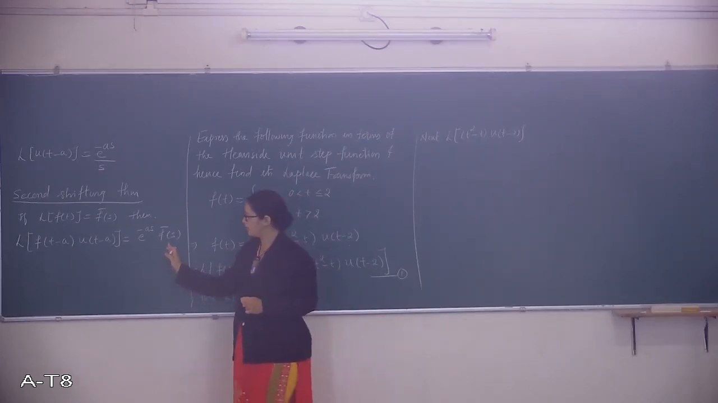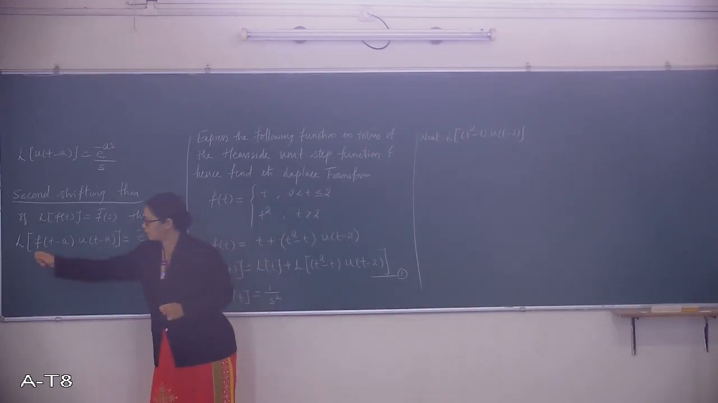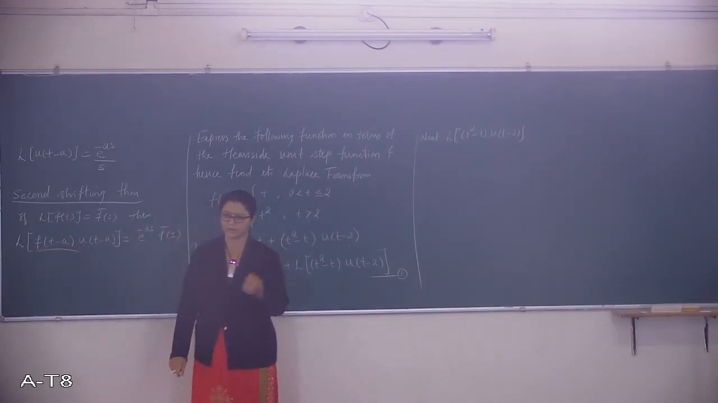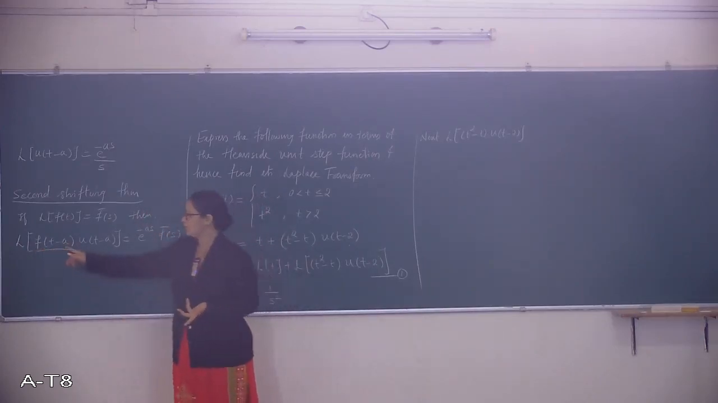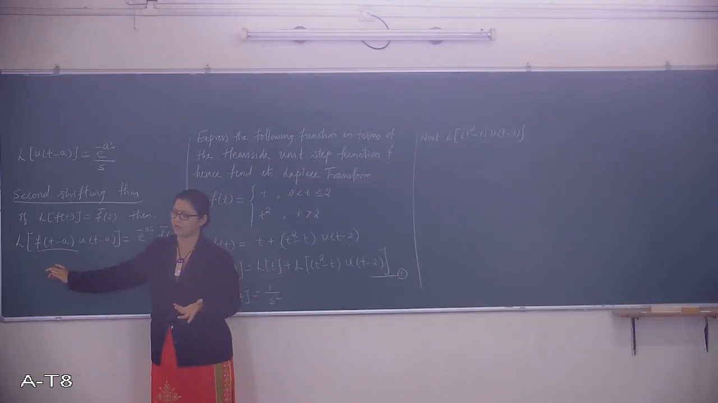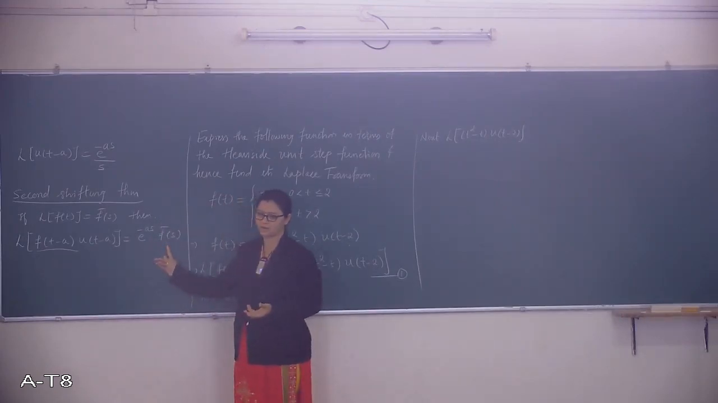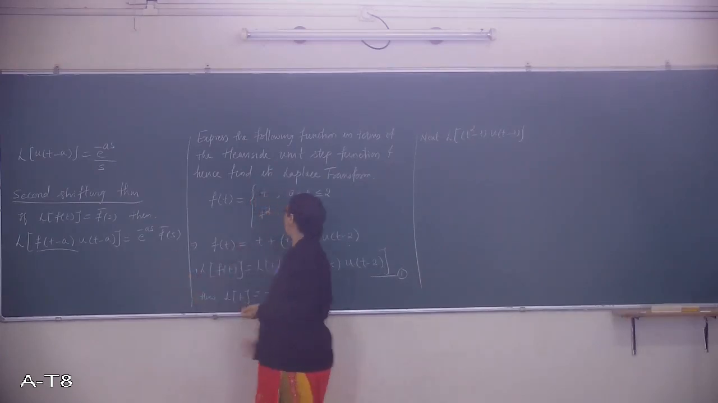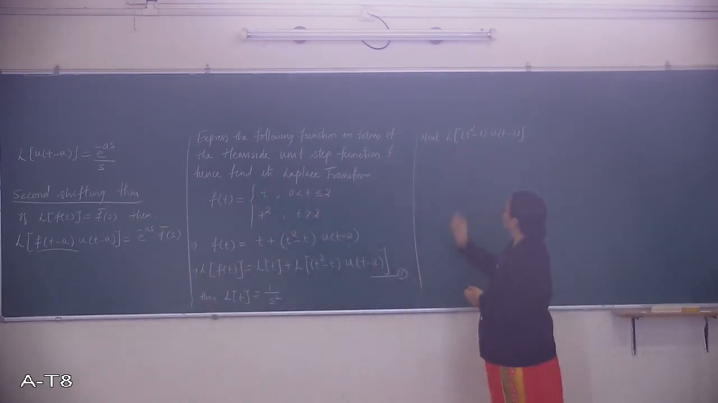Okay, means here you have to convert this f of t minus a into first f of t. How you are going to convert? By replacing here t by t plus a. Then we get a function of f of t. Then we take Laplace transform of that function, which gives you f bar of s function. Okay, so here we go for that.